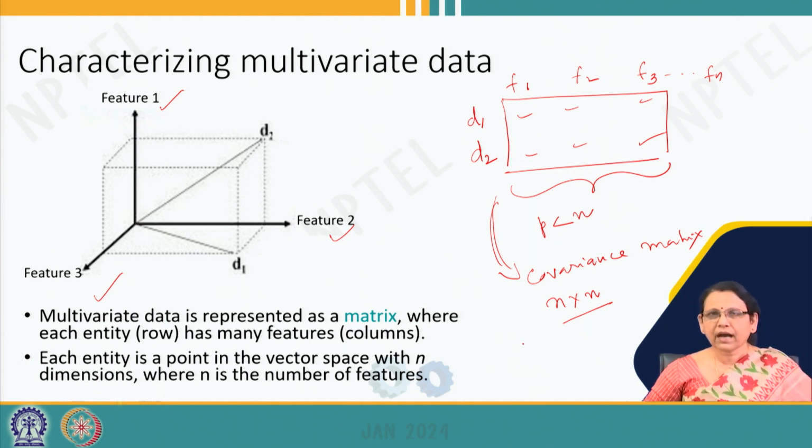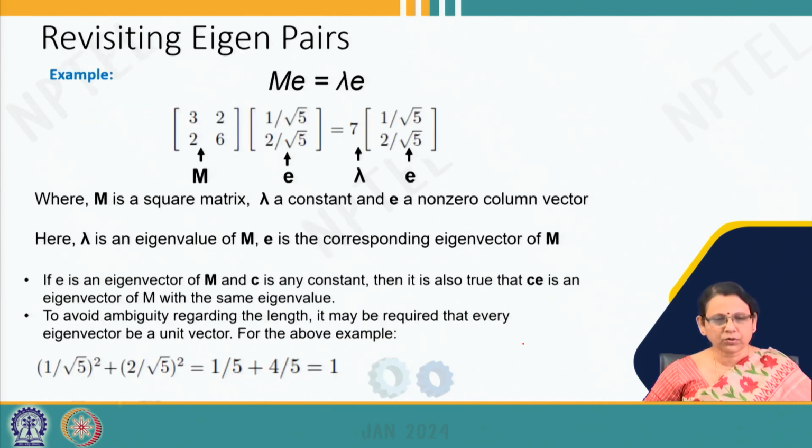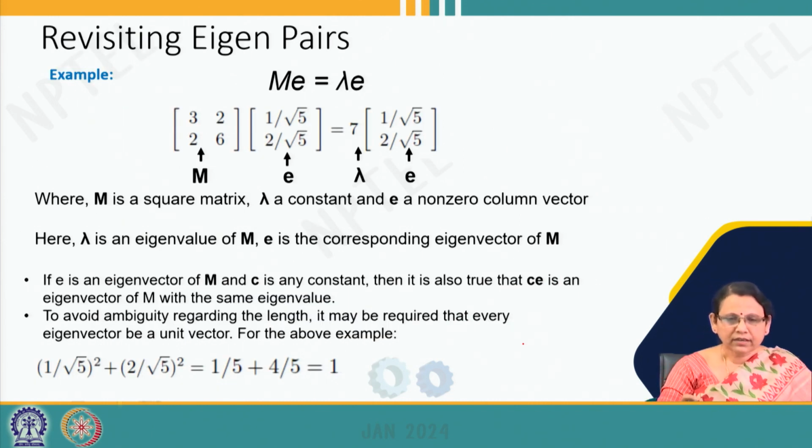Now, if we have a covariance matrix, or in that sense some kind of square matrix, we can distinctly characterize the square matrix in terms of 2 unique things. What are they? They are the eigen pairs. For example, here we have the data matrix M, and E and lambda are the eigenvector and eigenvalue respectively.